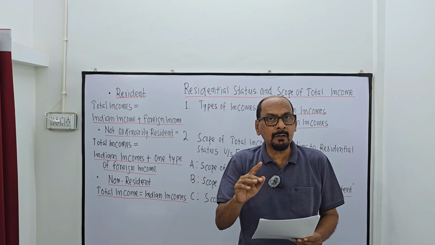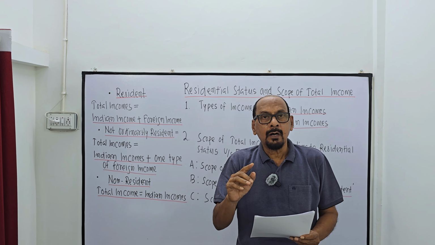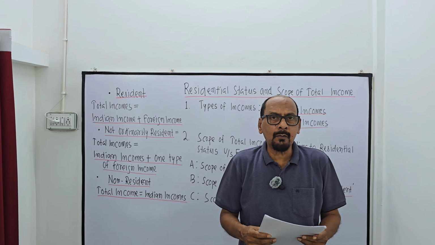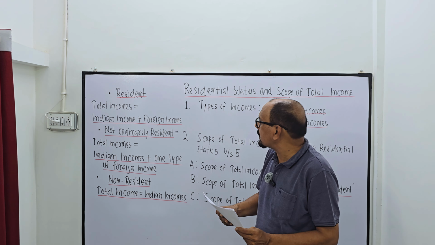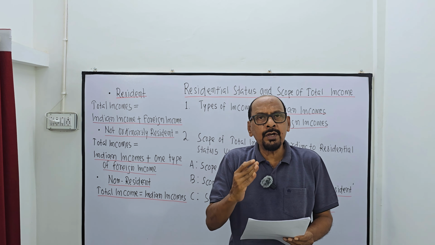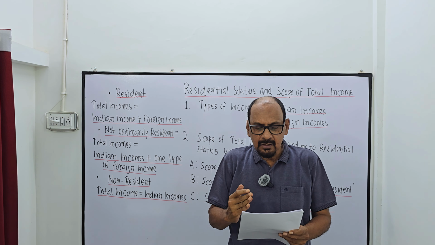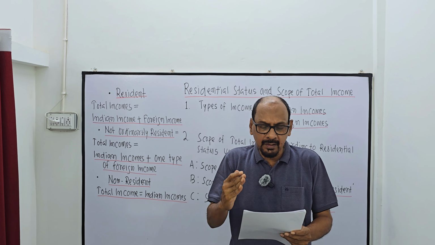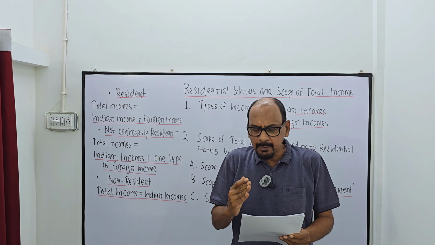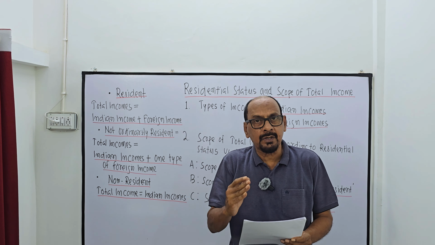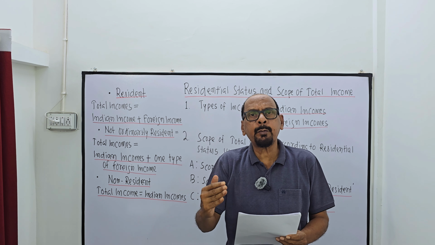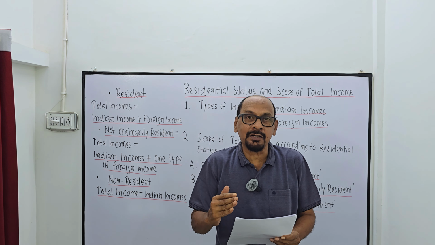The first category of income that is included if a person is resident. The second category of income which is included under the scope of total income for a resident is income which accrues or arises or is deemed to accrue or arise in India during the relevant previous year, irrespective of the date or place of its receipt.